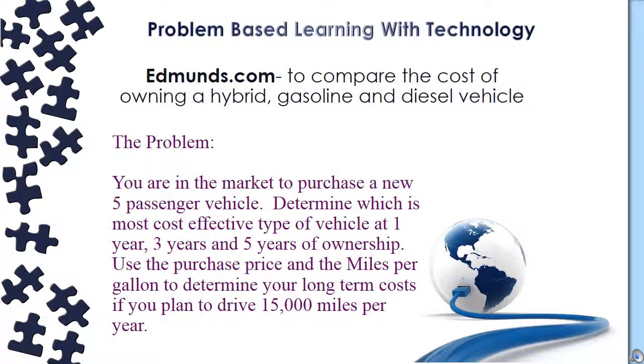The problem students will be presented with is: you are in the market to purchase a new 5-passenger vehicle. Determine which is the most cost-effective type of vehicle at 1 year, 3 years, and 5 years of ownership. Use the purchase price and the miles per gallon to determine your long-term cost if you plan to drive 15,000 miles per year.